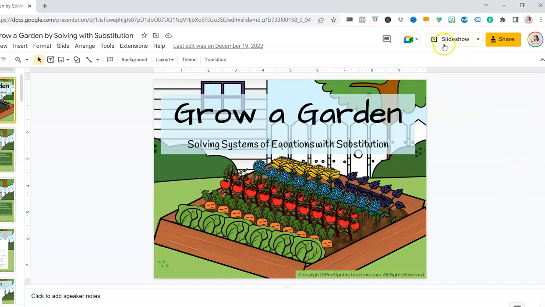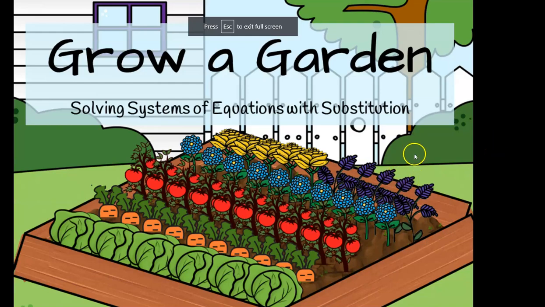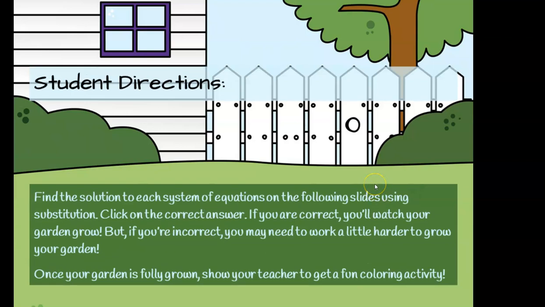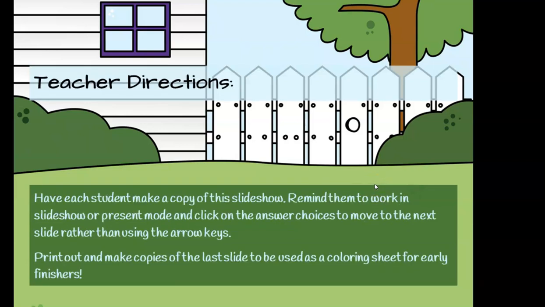I'm going to hit the slideshow presentation so you can see exactly what it is in its full glory. It is called Grow a Garden. You will have your teacher directions here, and students will have directions here. You can show them both, it doesn't matter. You're going to print out and make copies of the very last slide because it is to be used as a coloring sheet for early finishers, but I can show that to you afterwards.